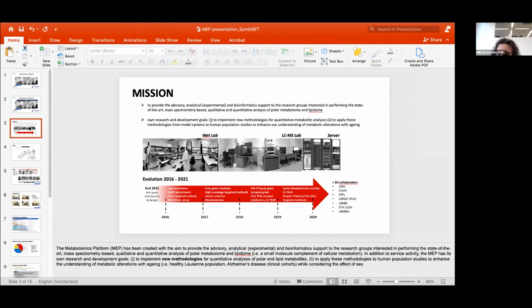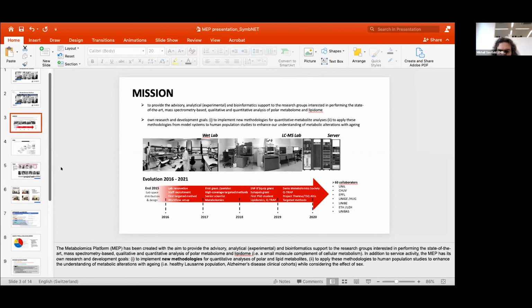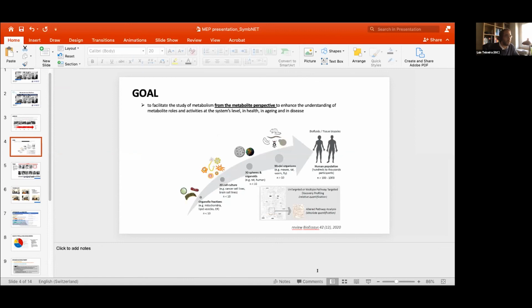All right, and then there's a question from Luis, so let's maybe have one quick question and then we proceed. Just I don't know if I understood correctly. So do you have a database of metabolites for different model organisms?